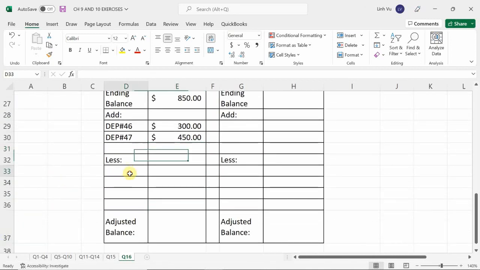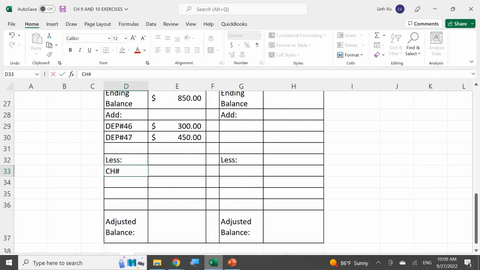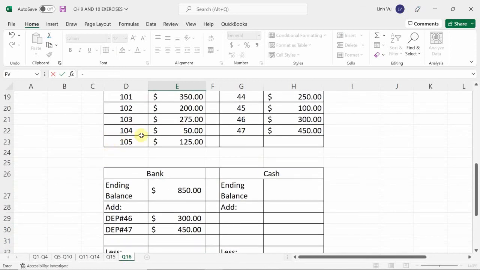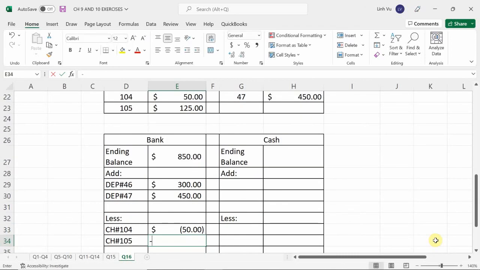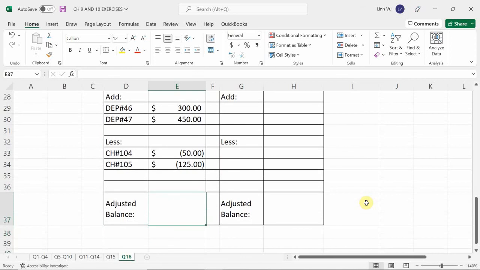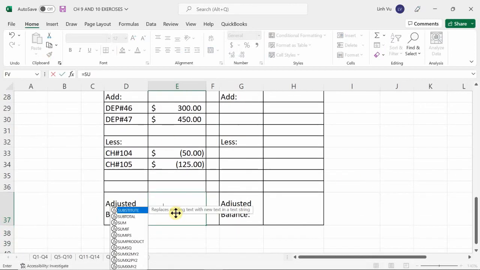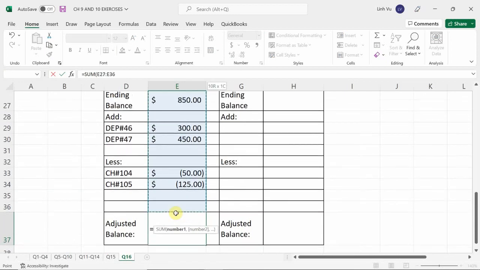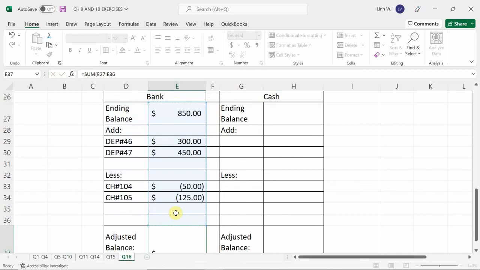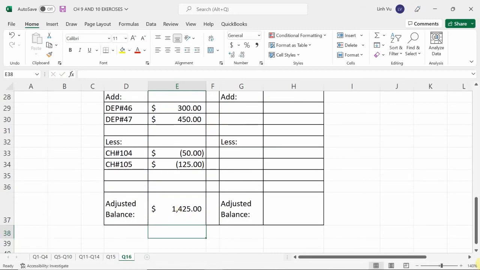So check number 104 and check number 105. Okay. So in this case, my check for 104 is for a total of $50, and my check for 105 is for $125. So what would be my adjusted amount? If I started out with $850, I'm going to add $750 and subtract $175. Would it be 1425? Okay, 1425. That doesn't mean we're done, right?